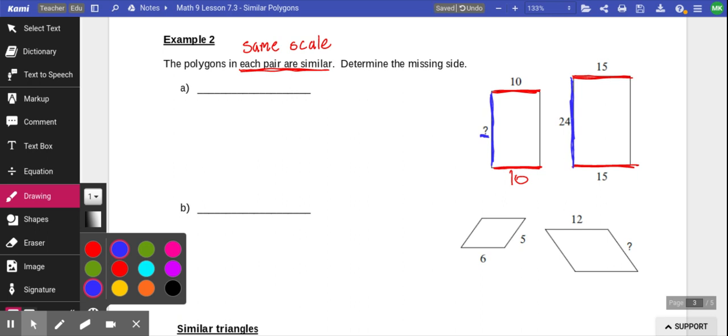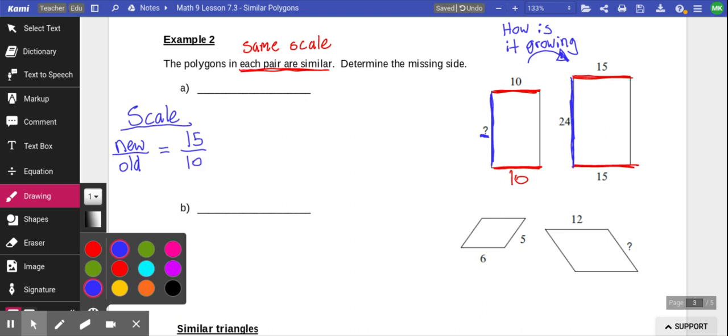Before I can figure out what that missing side length is, I have to figure out how this thing is growing. That's called the scale. So how is it being scaled? To figure out the scale, you take the new and you divide it by the old. If we were to do that with this shape, the new top is 15. The old top is 10. Put that in your calculator. 1.5 is your scale.